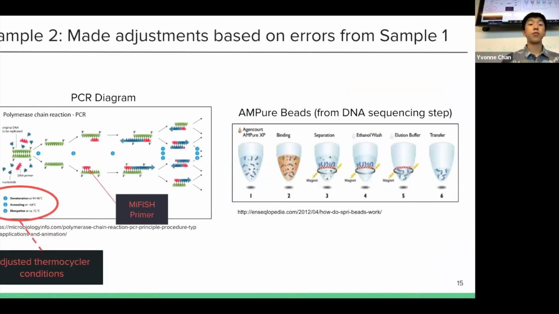The first adjustment was made to the PCR stage, and so as you remember the thermocycling conditions, I adjusted the temperatures and times to be more optimized for the fish primer. And secondly were the AMPure beads. So these beads took place in the library prep stage, that was during the DNA sequencing step, and the ones that I used in sample 1 were a little expired, and so I used new ones in sample 2, and that resulted in a much better DNA yield.